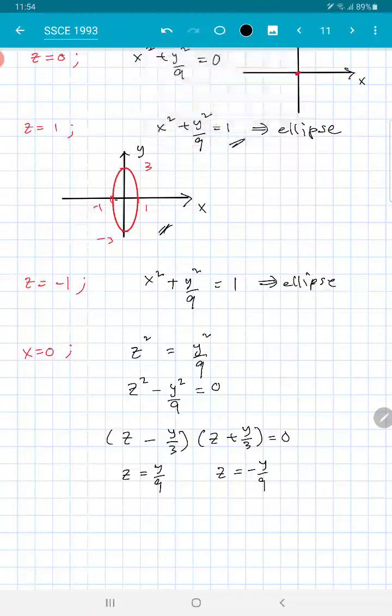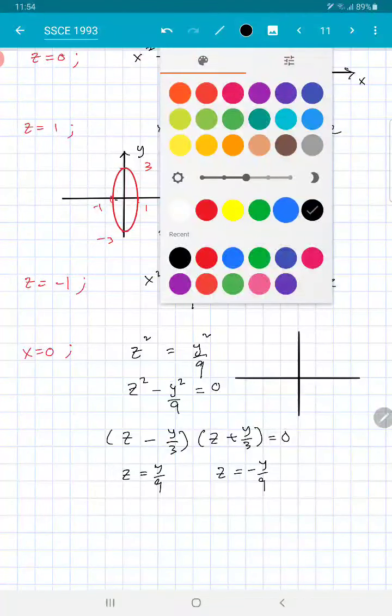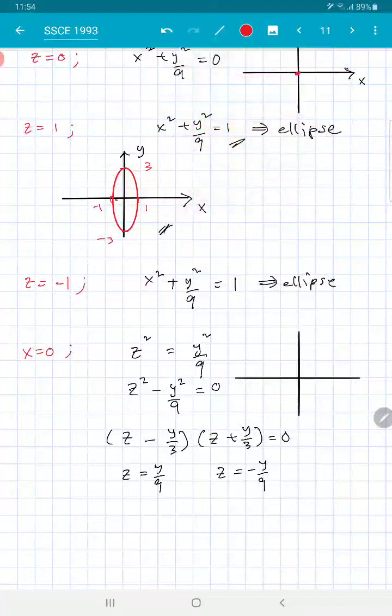Okay, so here for Z equals Y over 3, oh, that's wrong. That should be that one. We have a straight line that goes through the origin, and the slope is 1 over 3. So here we have Z equals Y over 3, and here we have Z equals -Y over 3. Okay, so we have an X shape. That would be the view from the front.